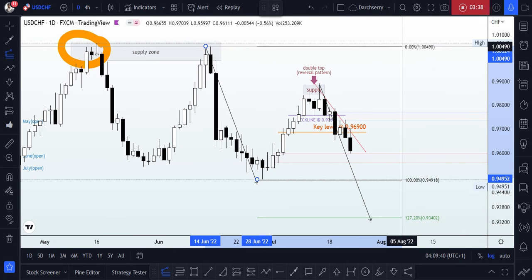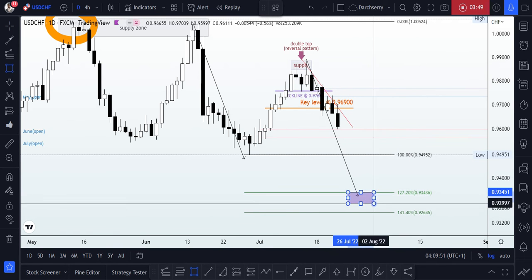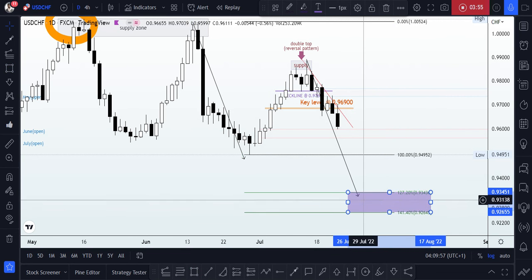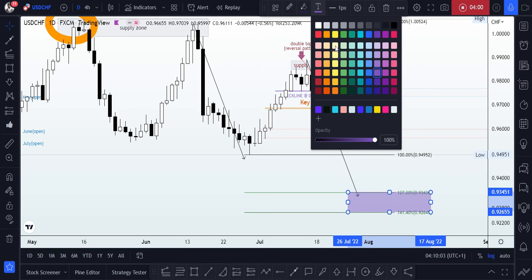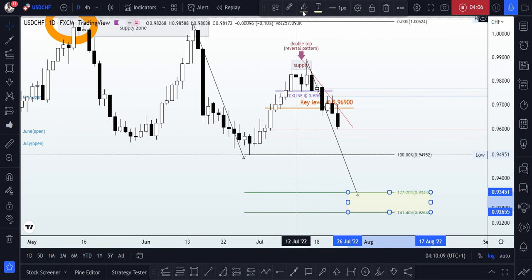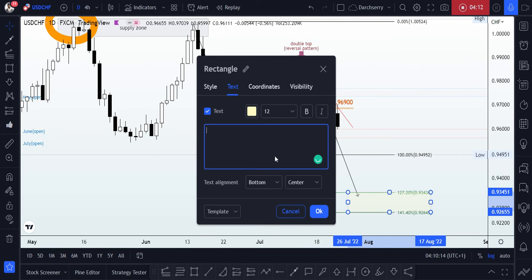And if we run our Fibonacci extension tool right through the previous impulse leg, we have our 127.2 and the 1414 area right around the 0.92, between the 0.9220 area and the 0.935 area as a possible take profit target zone if the selling momentum finally begins in that direction. So I will want to give this a label so that we have a clearer perspective into where our take profit target is going to be if price finally moves in that direction.